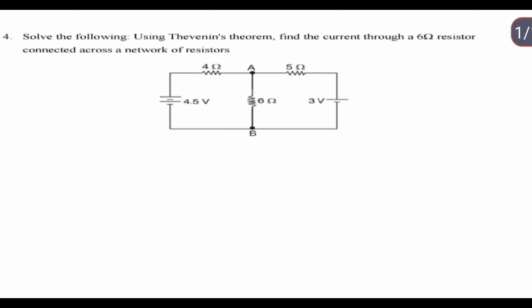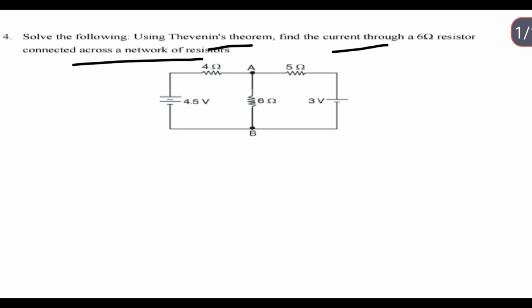This is a model question paper 1, 10 marks question. Already 2 questions I have solved in a video. So here we have to use Thevenin's theorem, to find the current through a 6 ohm resistor across the network of the resistor. This is the diagram they have given.